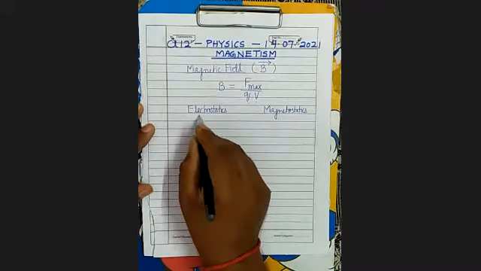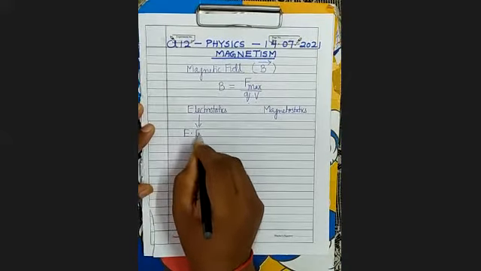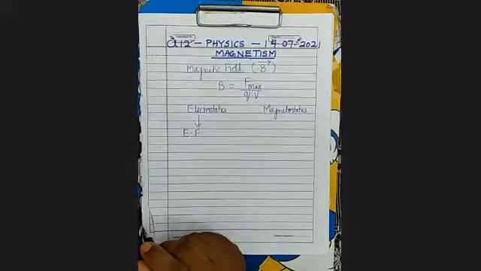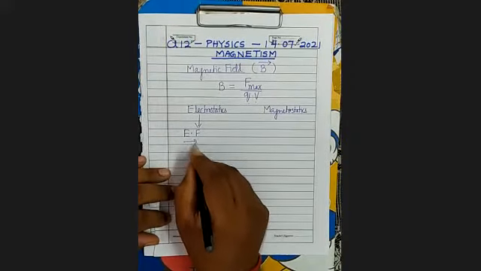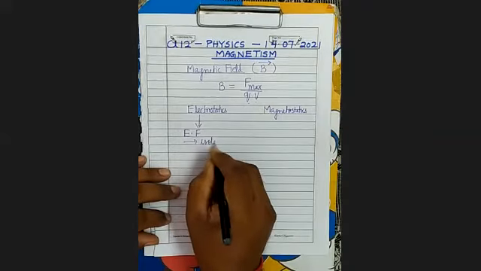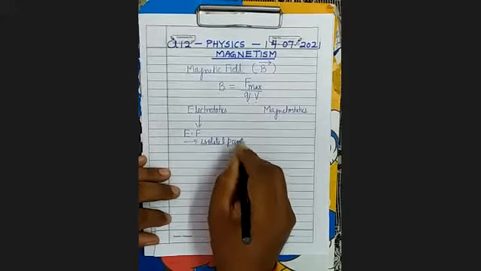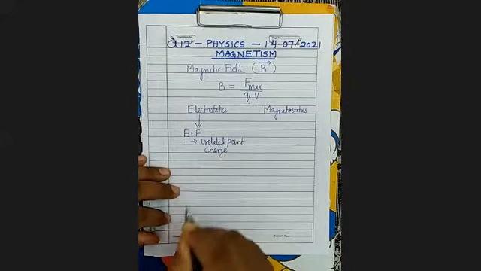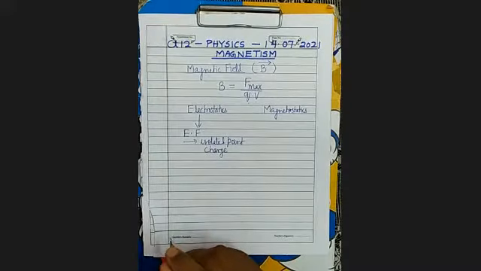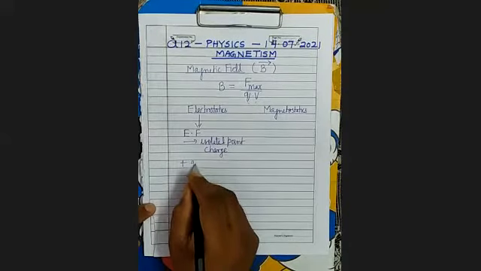Now what is the smallest entity which produces electric field? It is the isolated point charge. It is the smallest entity which produces the electric field. It may be the positive point charge or it may be the negative point charge.